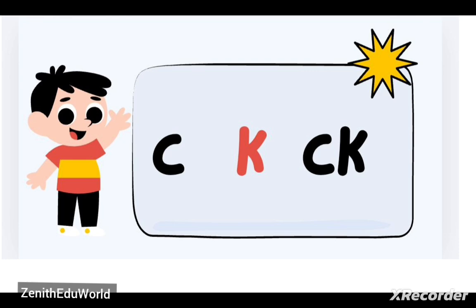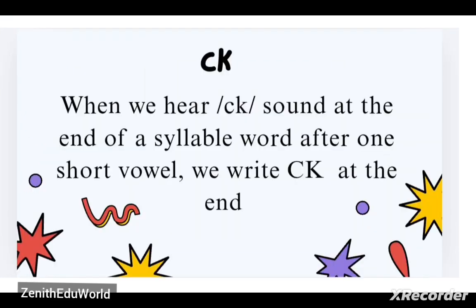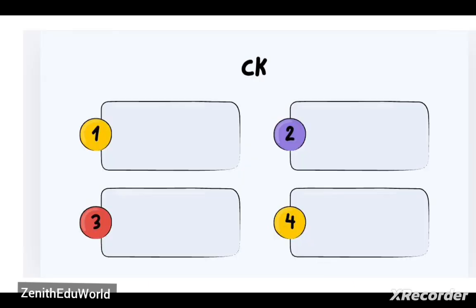So for that, let us start learning about this new rule. Now, whenever we hear the k sound at the end of a one syllable word after a short vowel, we write ck at the end. For example, b-l-a-k, black. Now here, a makes the short vowel sound and so we have written ck at the end. Another example, m-o-k, mock. Now here o makes a short vowel sound and so we have written ck at the end.